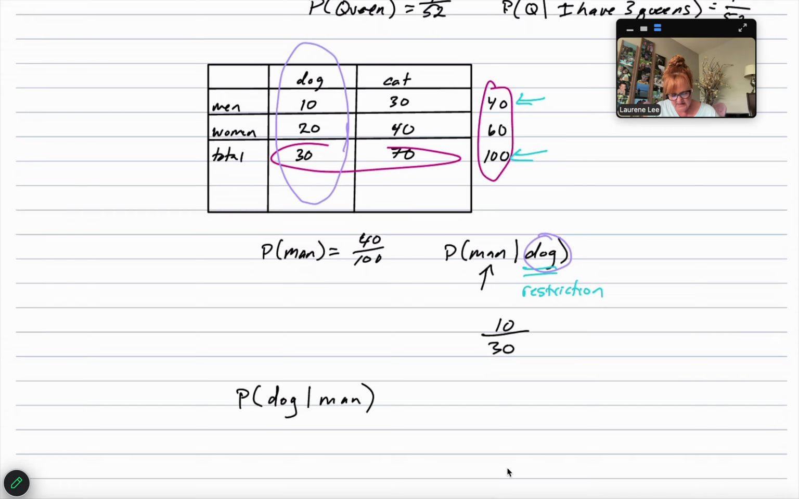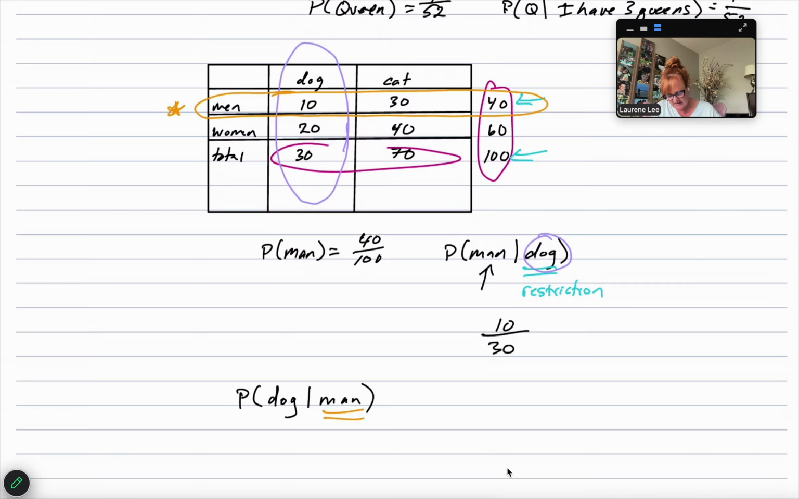Now what that does, let's use a different color so we can track. Now it restricts me to only men. So I'm going to go up here and now I'm going to circle this row. You see that right there? I'm not looking at the dogs. I'm not looking at the whole table. I'm only looking at the men column.